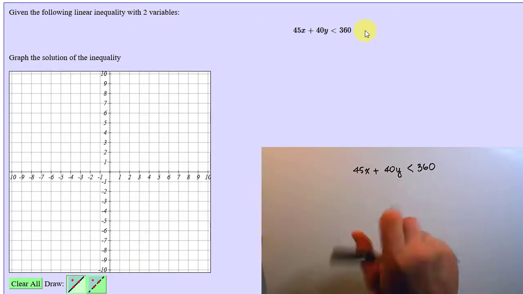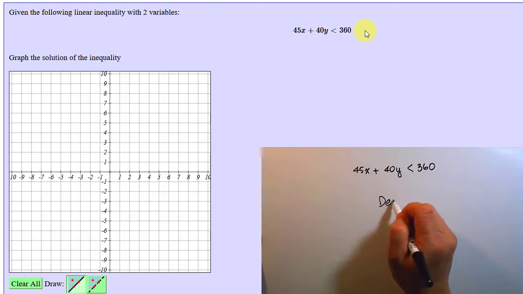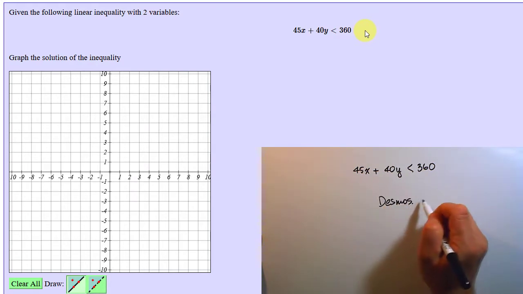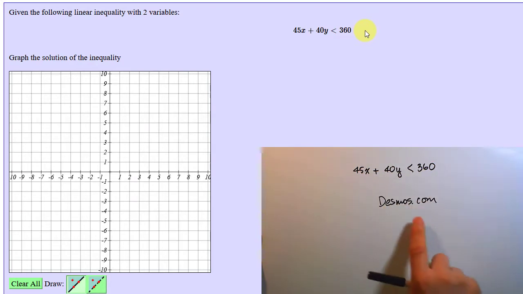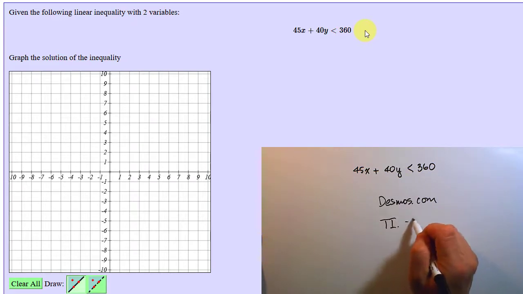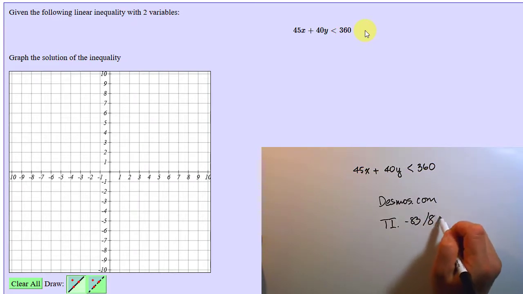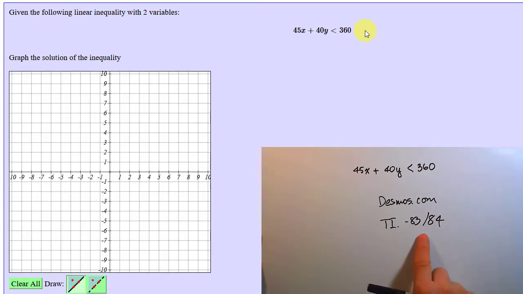There is Desmos. You can visit desmos.com to make a really nice graph here. But it does take you a little bit of time to learn it. Or you can also use your TI 83 or 84 calculator that can also do the graphing.